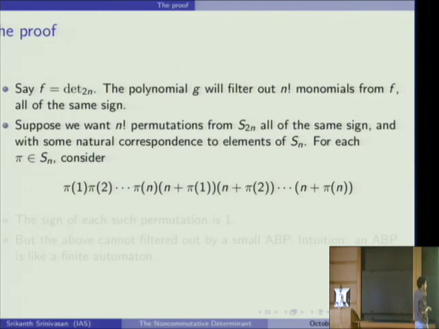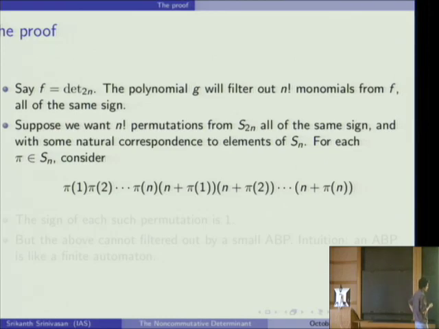For each pi in Sn, for each permutation on n letters, we have a 2n by 2n determinant, and we want to compute, say, an n by n permanent. So for each term of the n by n permanent, consider the term corresponding to this permutation in the determinant. What does this permutation look like? Take 2n letters, apply pi to the first n letters, and apply pi to the second n letters separately. There is absolutely no correlation between the two.